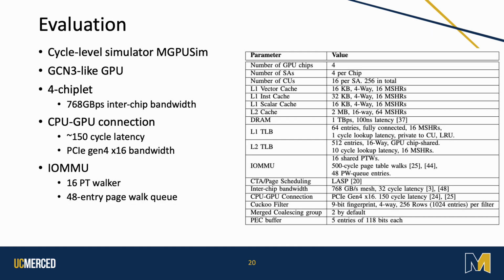For evaluation, we use a cycle-level simulator, MGPUSim, to conduct the experiments. We model a Gen 3 like AMD GPU. Each GPU package contains 4 GPU chiplets. GPU chiplets are connected via 768 Gbps interconnections. We model CPU-GPU connections similar to PCIe Gen 4. We model the IOMMU to have 16 page table walkers in the baseline, and it is equipped with a 48-entry page walk queue in the baseline as well.